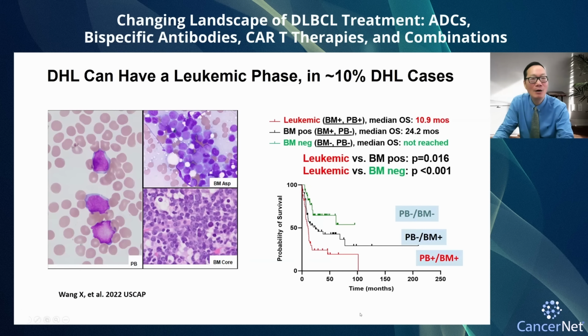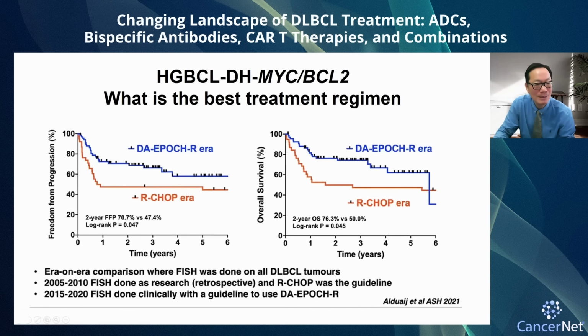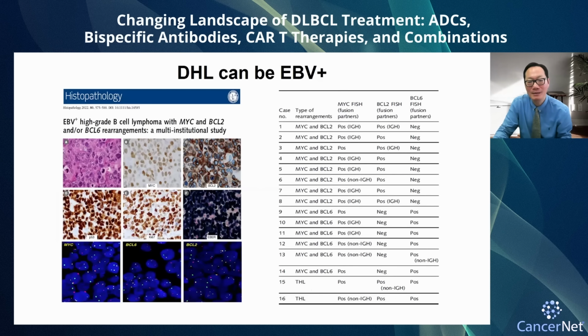So this informs how we handle double hit patients. Certainly we have different regimens, and those regimens should replace R-CHOP, because R-CHOP does not render patients a better control in double hit events. Double hit can also be EBV positive. We reported 16 patients. This double hit could be MYC-BCL2, could be MYC-BCL6. They are EBV strongly positive.